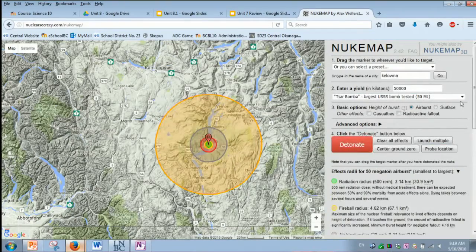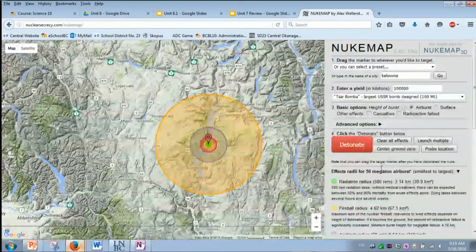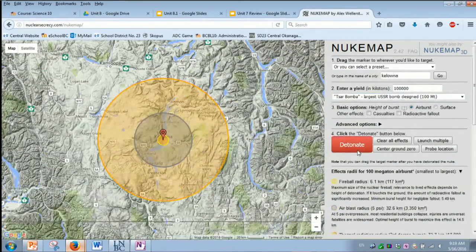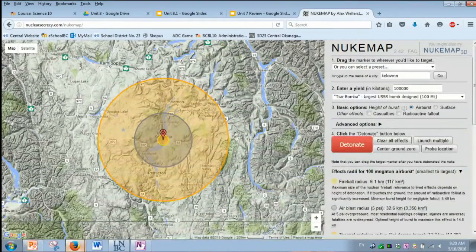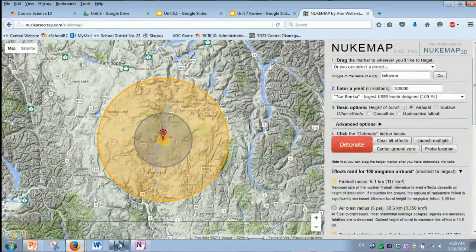They planned on making this bomb 100 megatons, that's 100 million tons of TNT, but they left the third stage out. So that would be Oliver to Aspen Grove to Enderby, almost all the way to Nakusp, would be third degree burns. So kind of scary, kind of amazing that we have the ability to do that, and frightening at the same time.